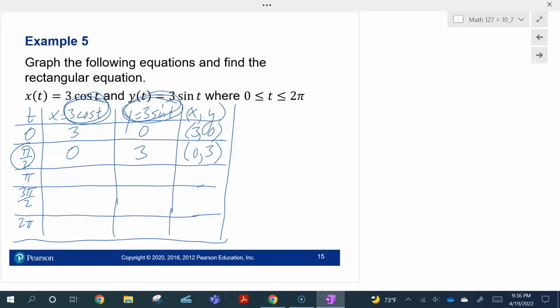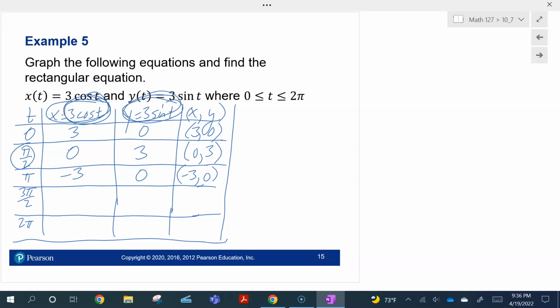Now let's plug it into pi. 3 times the cosine of pi. Again, I'm throwing it into this x value here for t being pi. Cosine of pi is negative 1. 3 times negative 1, negative 3. Sine of pi is 0. 3 times 0 is 0. So we got (negative 3, 0).